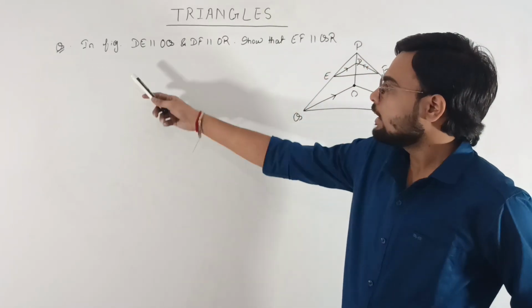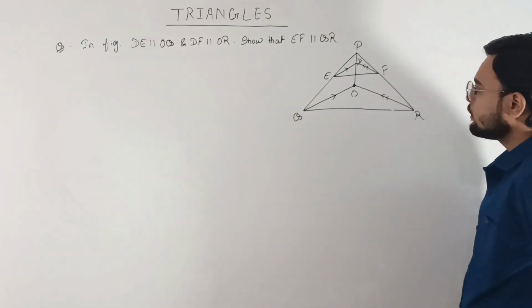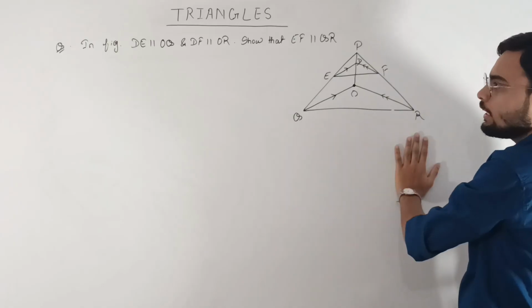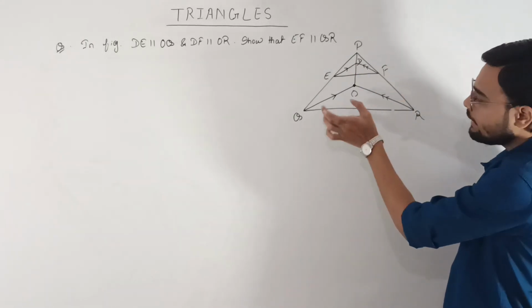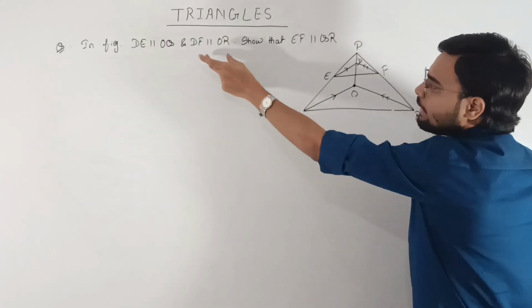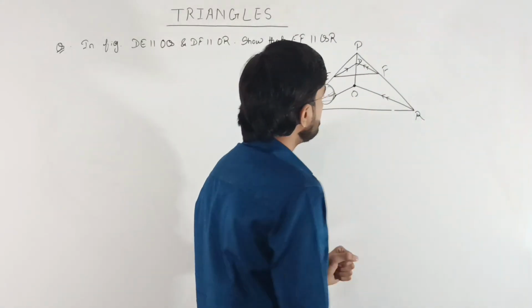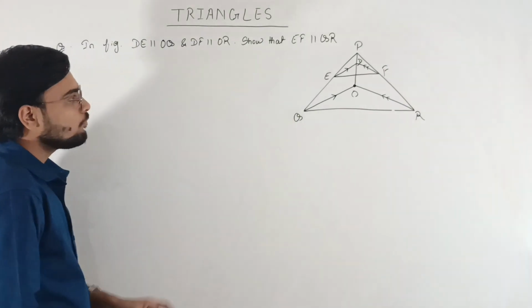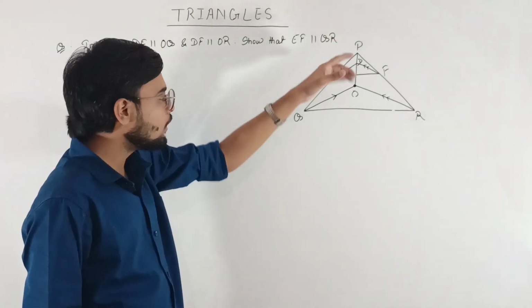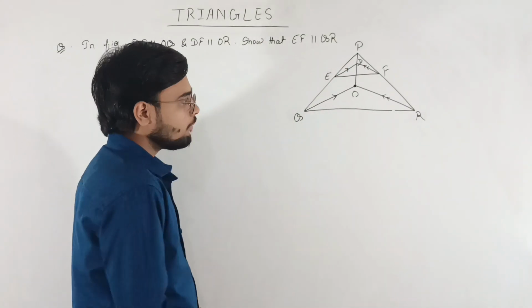So the next question is, in the figure DE is parallel to OQ. This is my figure of triangle PQR. In this figure, line DE is parallel to OQ and DF is parallel to OR. Then we have to prove EF is parallel to QR. We have to prove this.